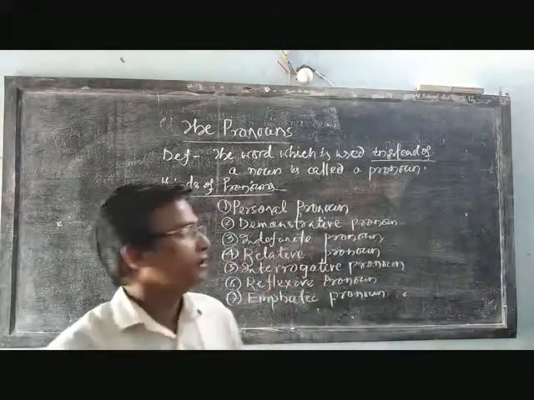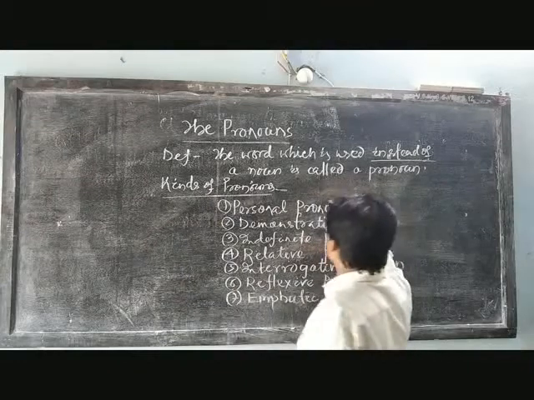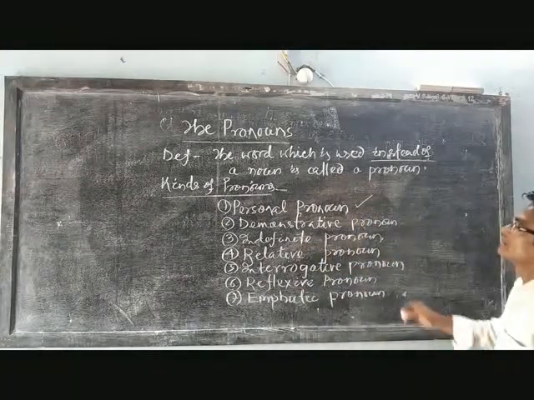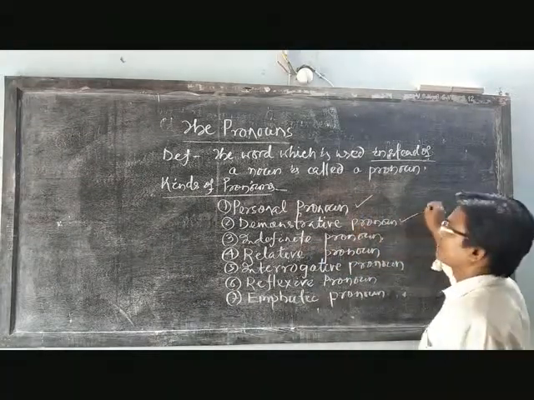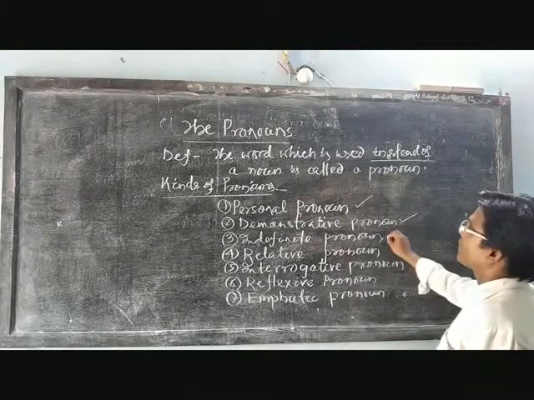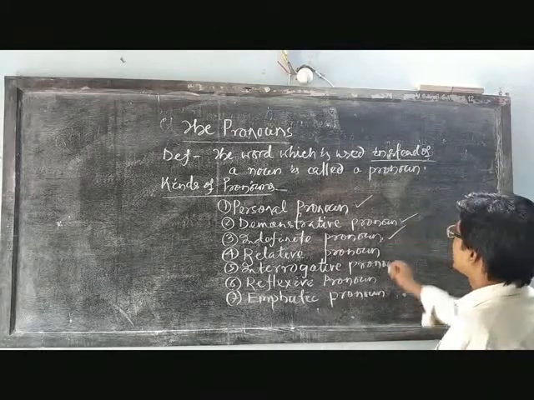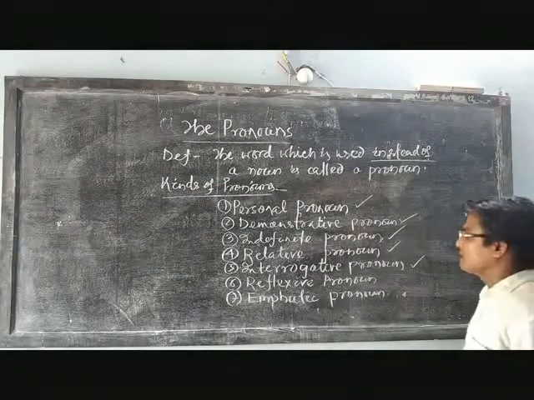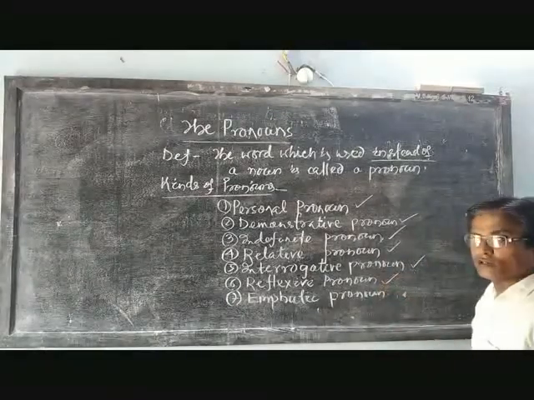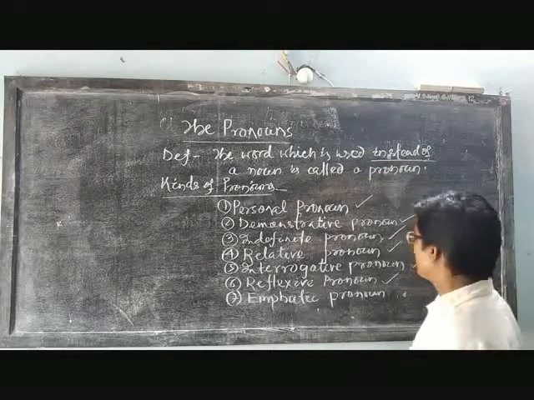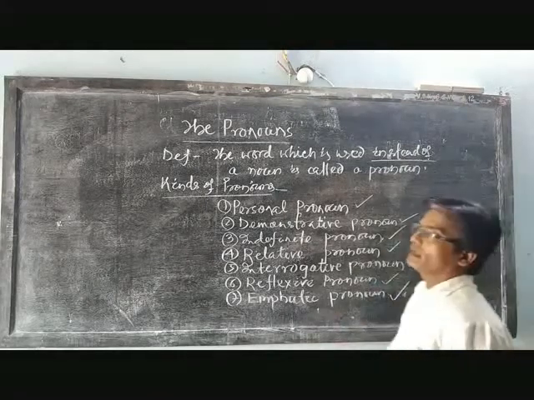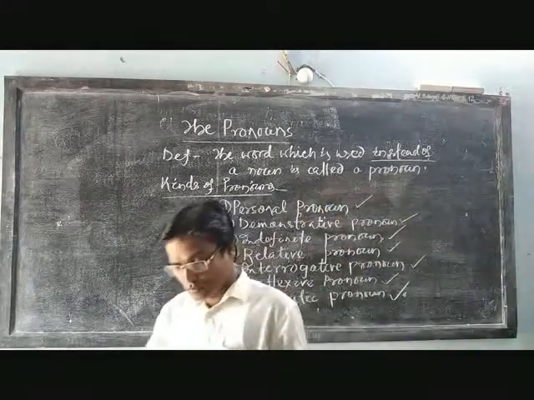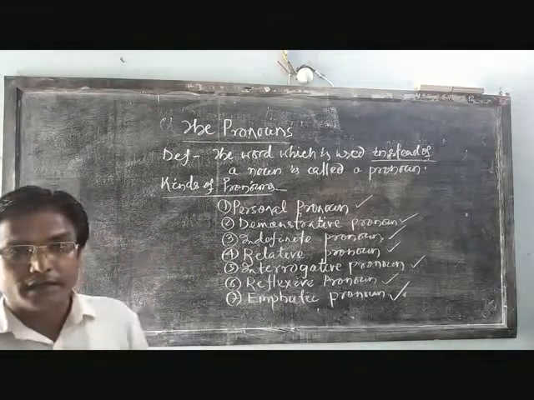So what is the first one? The first one is personal pronoun. The second one is demonstrative pronoun. The third one is indefinite pronoun. The fourth one is relative pronoun. The fifth one is interrogative pronoun. The sixth one is reflexive pronoun. And the last one is emphatic pronoun. These are the 7 parts of a pronoun. You can also see it in your book.